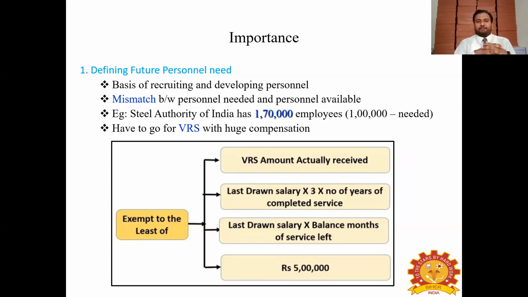So to compensate that, the company will give them some compensations. Apart from the VRS amount, they will be giving some compensation. And that compensation also will be calculated based on some formula that is already fixed by that particular organization. So say, for example, last drawn salary multiplied by 3 into number of years of completed service. Based on these kinds of calculations, this VRS amount will be calculated and compensation will be given to compensate their remaining working years. So now when you hire 70,000 employees, there will not be any mismatch between demand and supply of employees. That is, you require 1 lakh people and you have 1 lakh people in your organization.